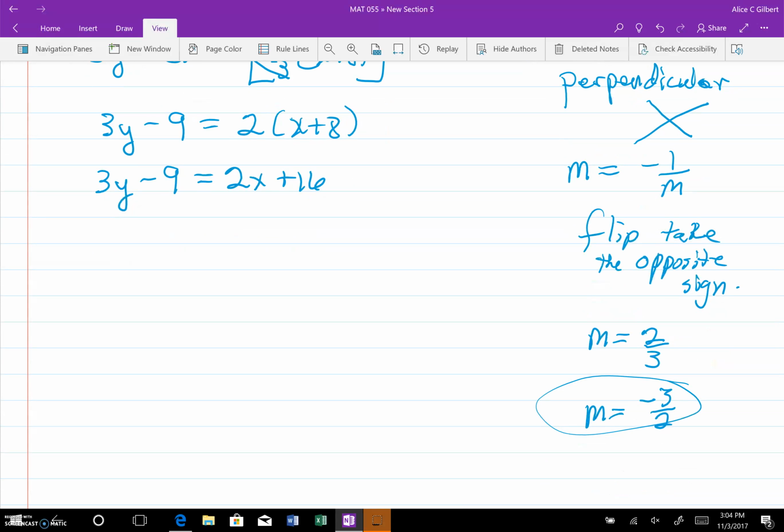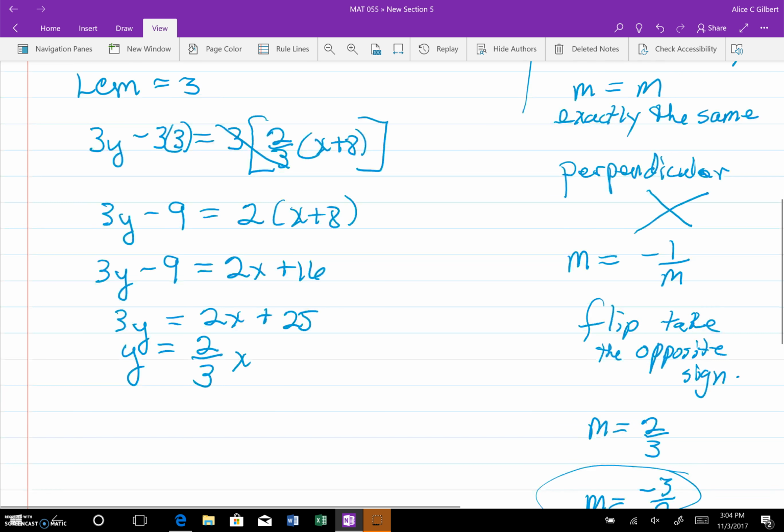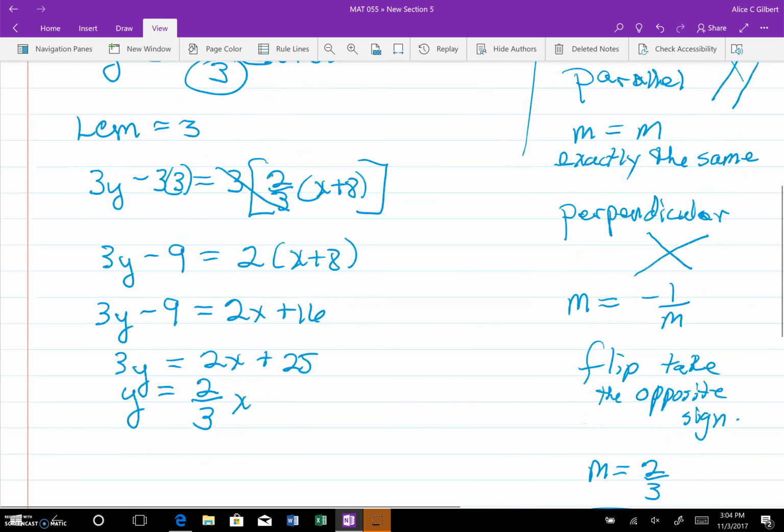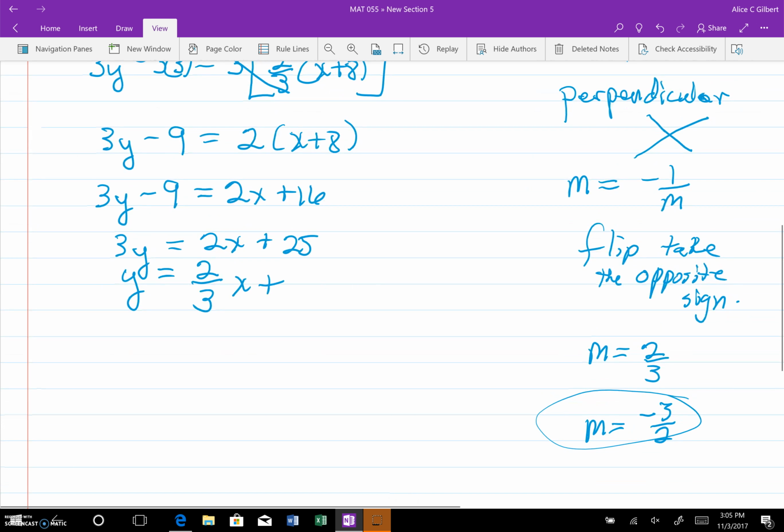First thing I need to do is put it in slope-intercept form so that I can graph it. So y equals 2/3 x. Oh my goodness, look at that. My slope turned out to be 2/3. And what was my slope supposed to be? 2/3. Very cool. Plus 25/3. And 25/3 equals 8 and 1/3, because 3 goes into 25 8 times with 1 left over, and the denominator stays the same.